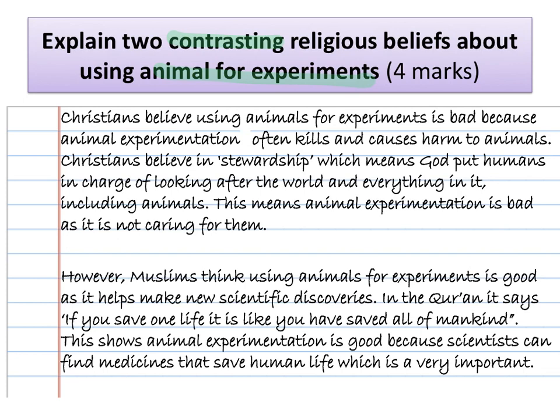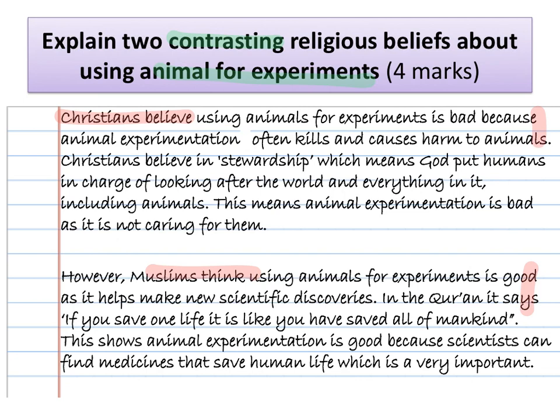Within this question we can see that really clear PEE structure. It starts off with Christians believe and Muslims think. It shows us immediately what religion we're talking about within the question. And then a simple point is made in each one that's going to outline what we're going to be talking about for the rest of the paragraph.